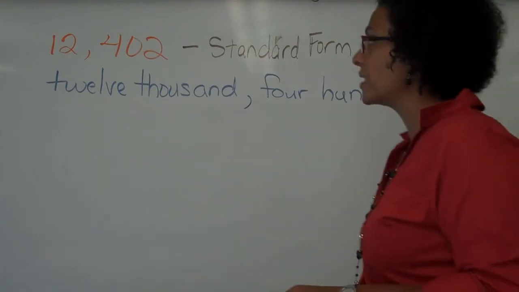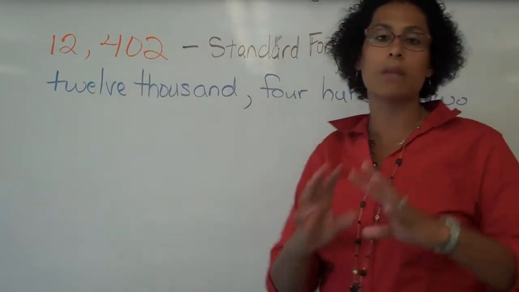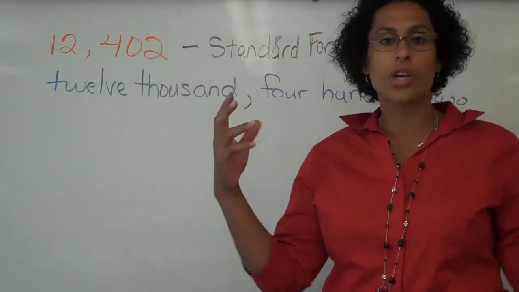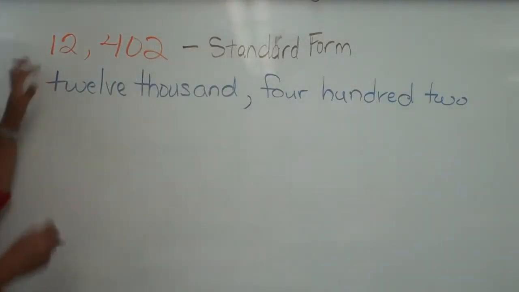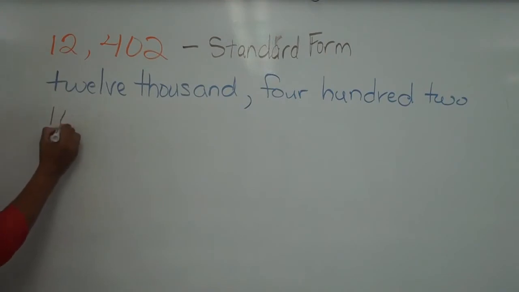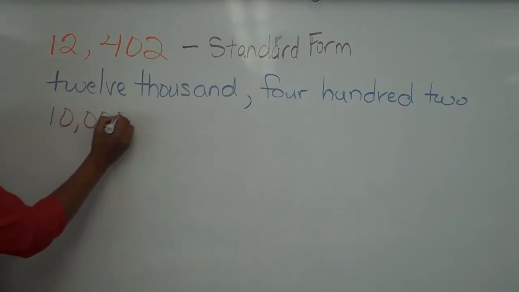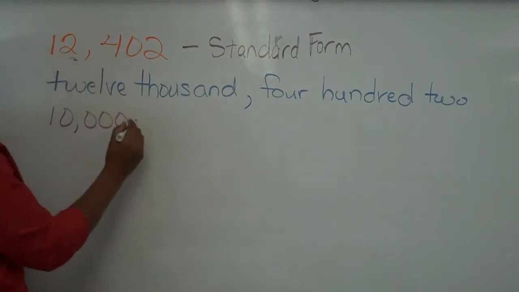After that is expanded form. When we expand something, we take it and we stretch it. So we're going to take this number and stretch it out to show all of the values. I'm going to start with the 1. This 1 is in the 10,000s place. So that 1 is really worth 10,000. Then I go to my 2.